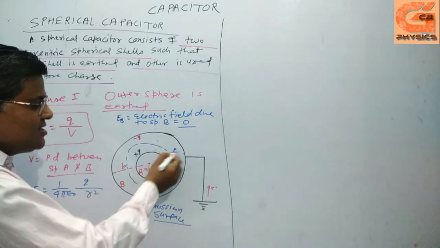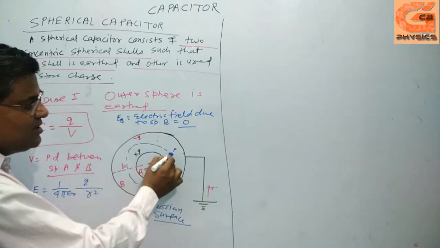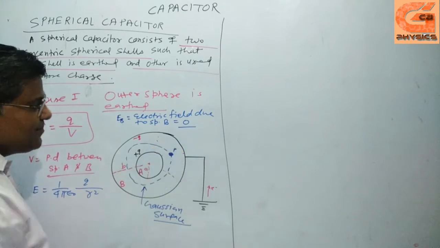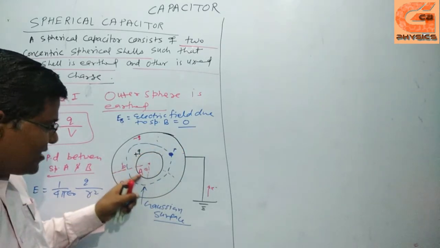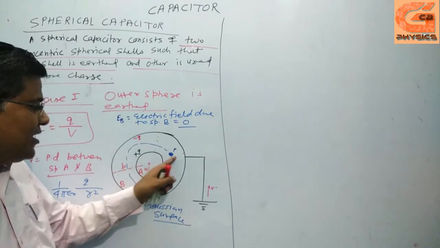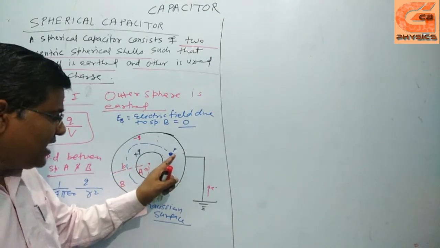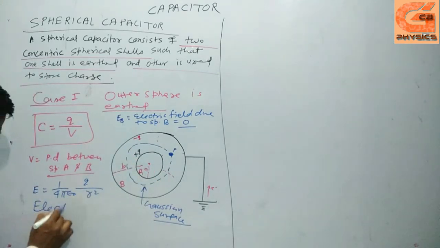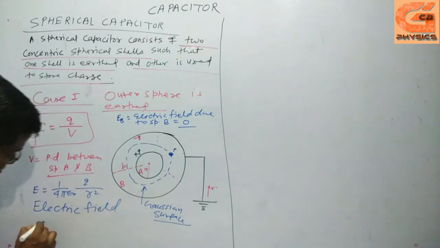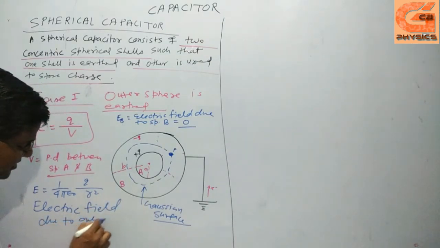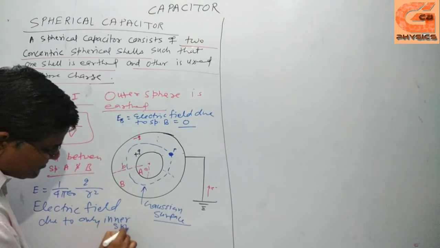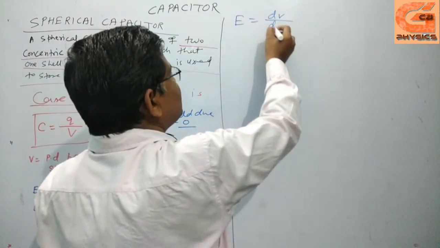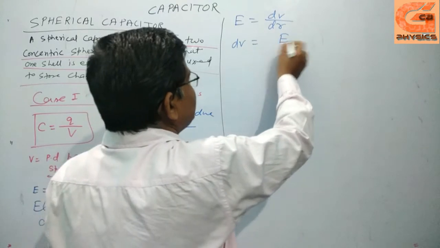This point is inside the outer sphere, and that's why here the electric field is 0 due to this surface. The only electric field at this point is due to plus q, the inner sphere. As you know from the relation, E equal to dV by dr, then dV equal to E dr.